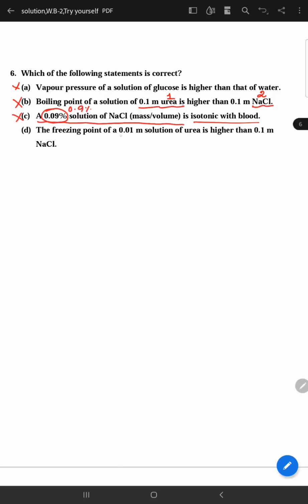The freezing point of 0.01 molal solution of urea is higher than that of 0.1 molal NaCl. So definitely the van't Hoff factor of NaCl, that is the number of solute particles, will be 2, but for urea the van't Hoff factor, that is the number of solute particles, will be 1. So the more the solute, the lower the freezing point. So for NaCl the freezing point is lowest. For urea, since the number of solute particles is less, the freezing point will be more. So that's why urea has a higher freezing point than NaCl. That is a correct statement. So for the sixth question, the fourth option is correct.